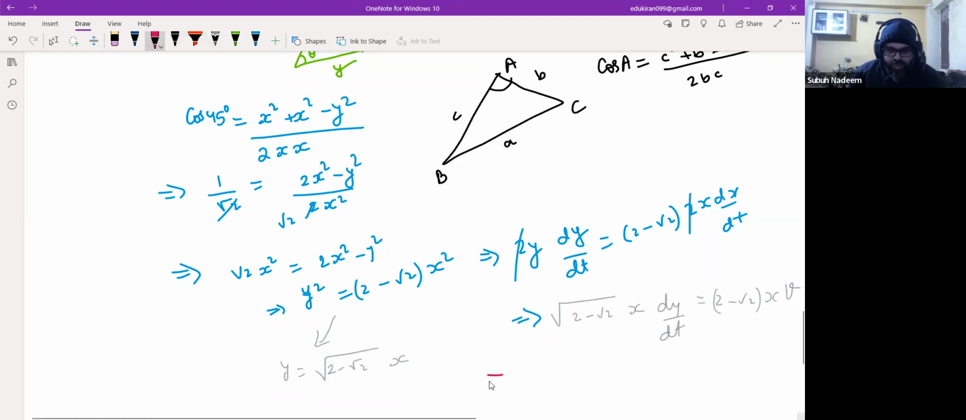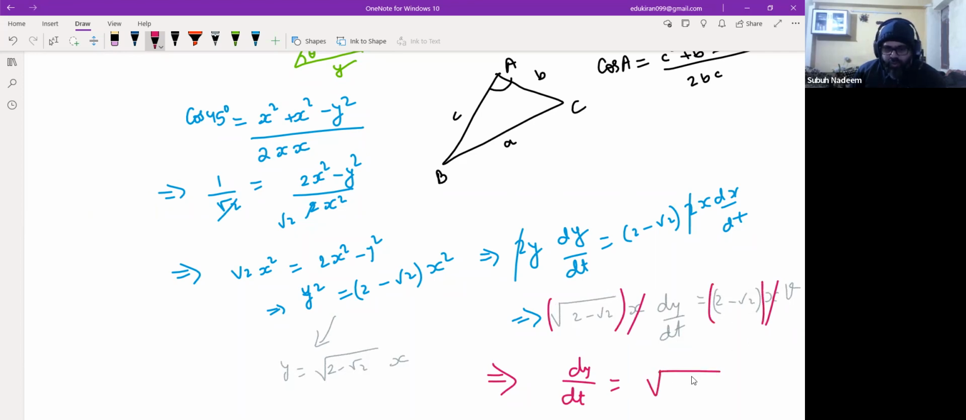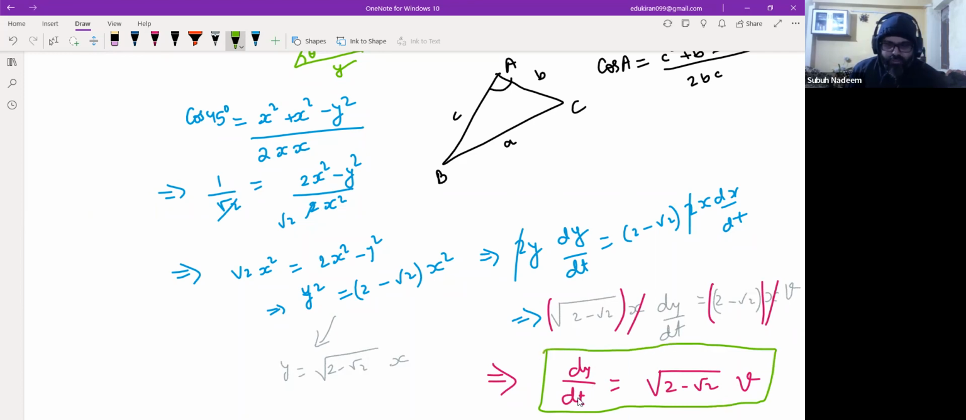So in the next step, this x and this x cancel, and we write dy by dt is equal to, now this is the square root of 2 minus root 2, and this is 2 minus root 2. So you will get the square root of 2 minus root 2 as the resultant into v. So the answer which we get is the rate of change of separation. The rate of separation is root over 2 minus root 2 into v. This is your answer.